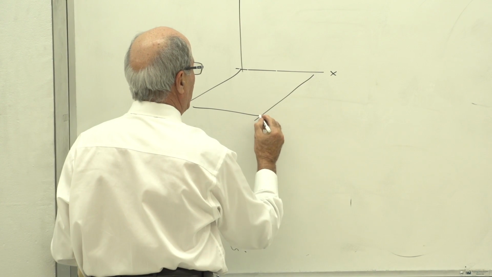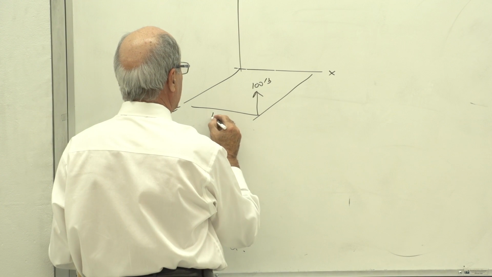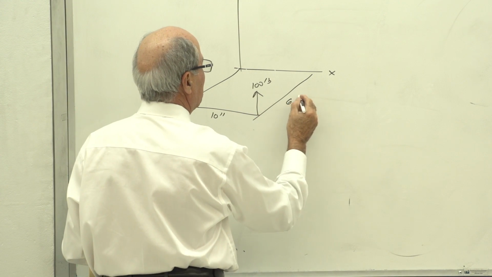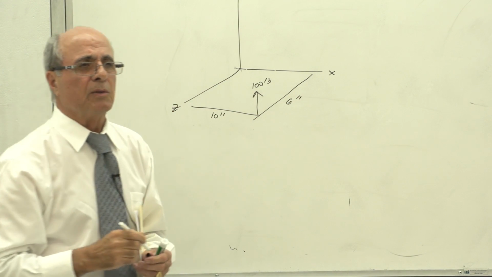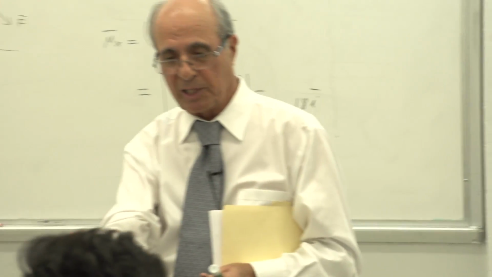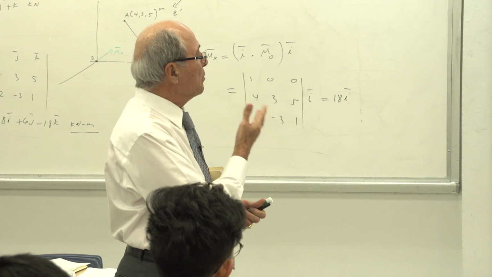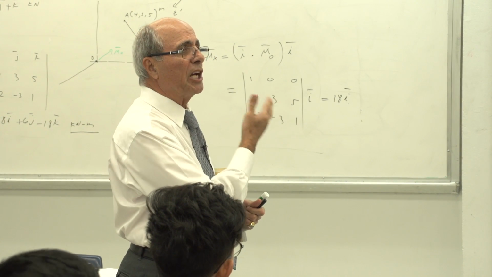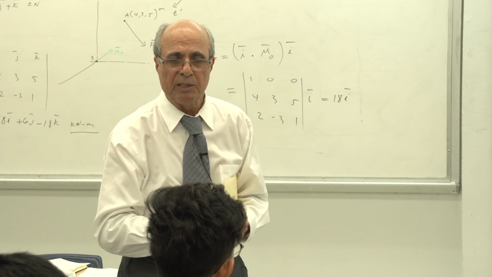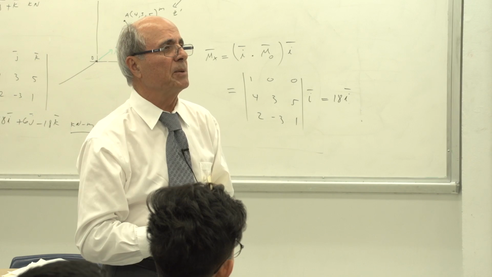Then let's say, look at this now. I have here this plate, and this is, let's say, 100 pounds, and this is equal to 10 inches, and this is equal to 6 inches. And I want to find out the moment about X, Y, Z axes. This is a much simpler case than we were talking about in office hours. Can you find the moment of this 100 pound force about X, Y, Z axes without using the cross product? Everybody see what I'm talking about?